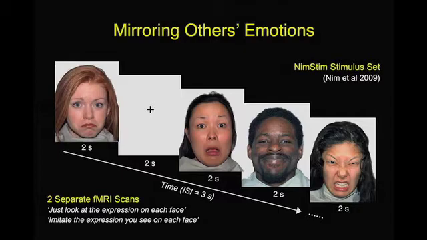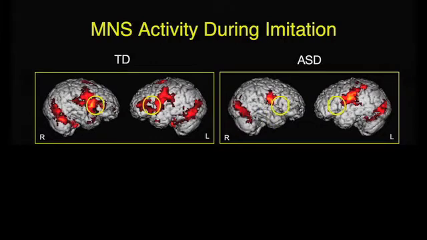Because what we know is that the system is important for imitation in addition to social cognition and the other things that I mentioned earlier. So what did we find? We found that the typically developing kids, as well as the kids with autism, perform the task. How do we know? Because this is motor cortex activity, so they were imitating.